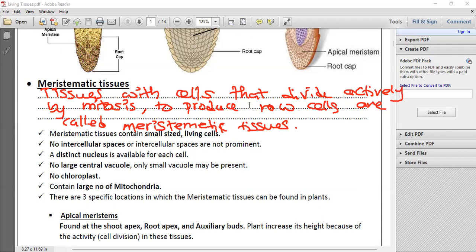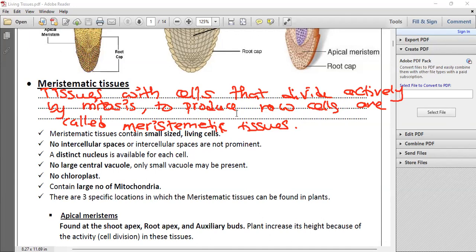So if you have any tissue in the plant which has the capability of cell division, that tissue has to be a meristematic tissue. And these tissues are responsible for the growth of the different parts of the plant. We'll talk about that later. Tissues with cells that divide actively by mitosis to produce new cells are called meristematic tissues.